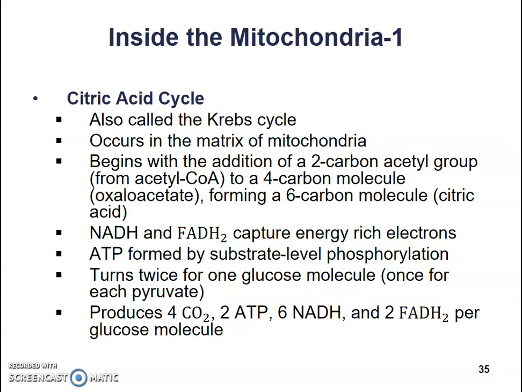So you might be thinking, Ferris, this isn't very efficient. We only got 2 ATPs. That's not a whole lot of energy. Well, you're right, it's not, but we got 6 NADHs and 2 FADH2s. Okay, those are going to be used later on in this process of cellular respiration to make a lot more ATP through the electron transport chain.